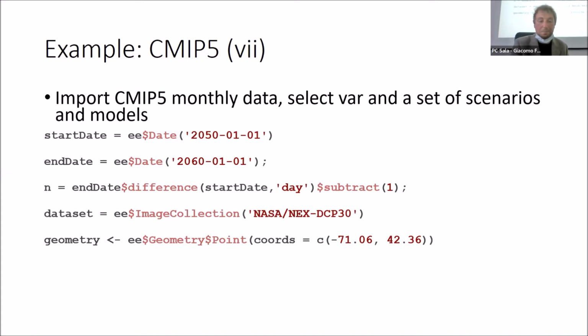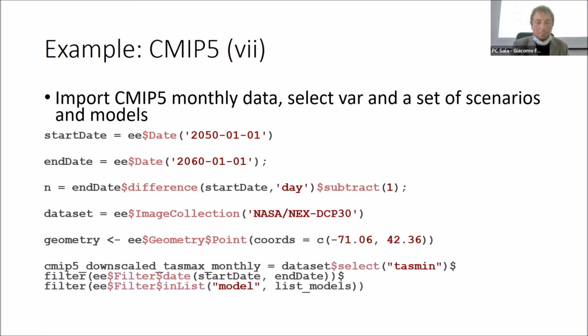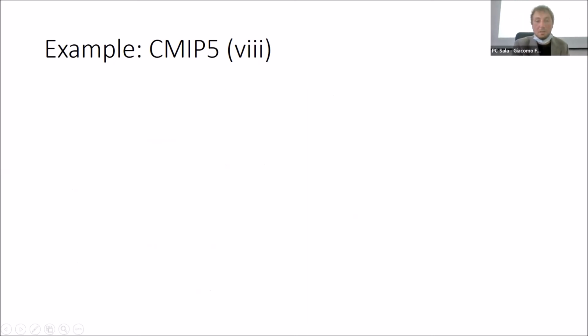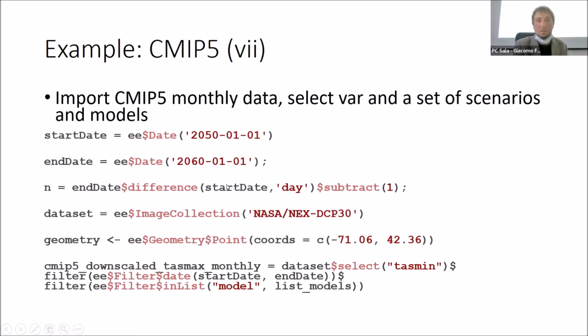And in this case, just to show that it's a different way to do it, I'm doing it at a specific point. So I'm using EE geometry point, so it's not a polygon anymore, but one single point in space, a location. In this case, I will download the minimum temperature, and I will consider multiple models again, but for a much longer time period, from 2050 to 2060. So for 10 years of monthly data, I will request the minimum temperature.